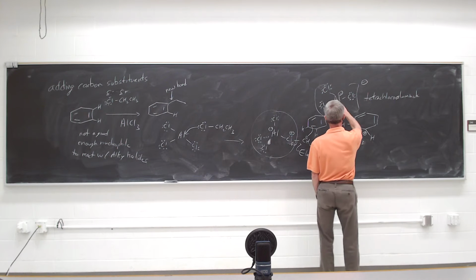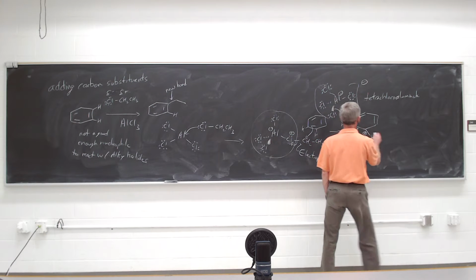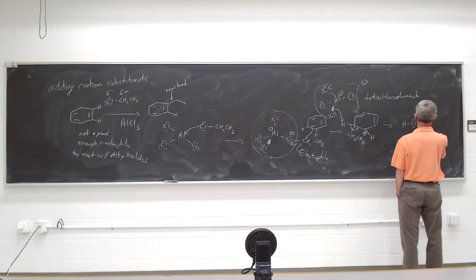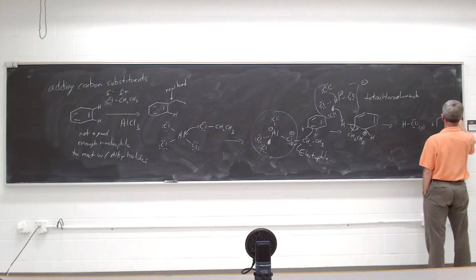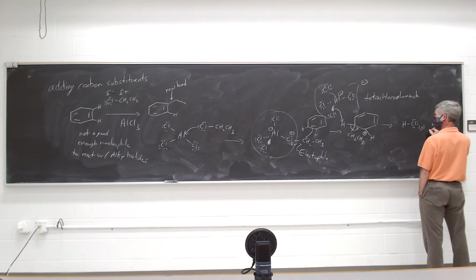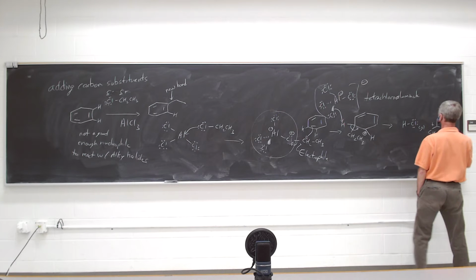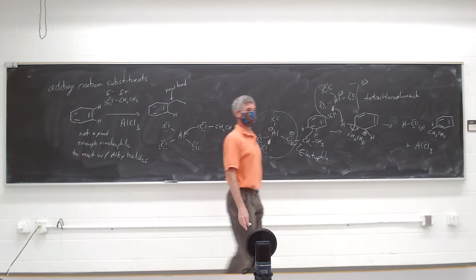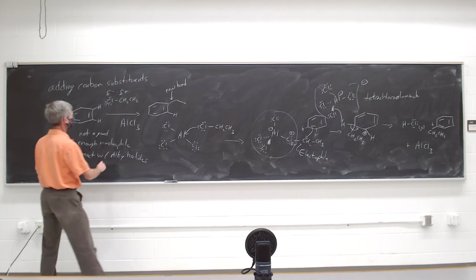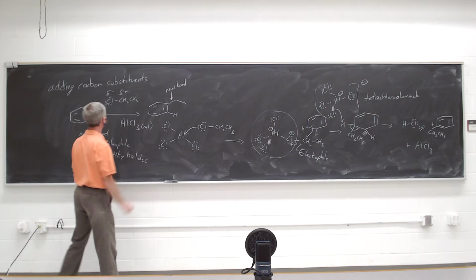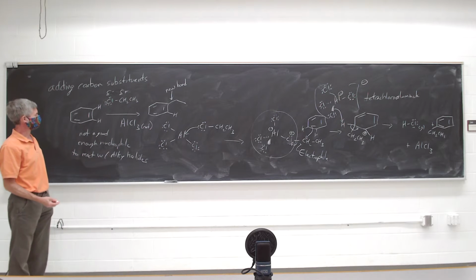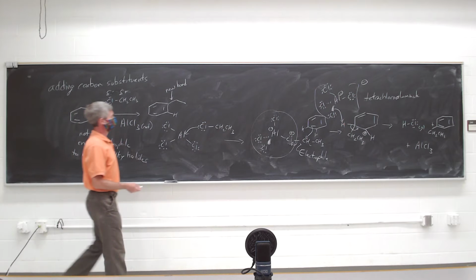The bottom of that group closest to hydrogen. So we're going to generate HCl, and ethylbenzene, and regenerate AlCl3. So it's catalytic in aluminum chloride. So just benzene, an alkyl chloride and aluminum chloride. This reaction is called Friedel Crafts alkylation.